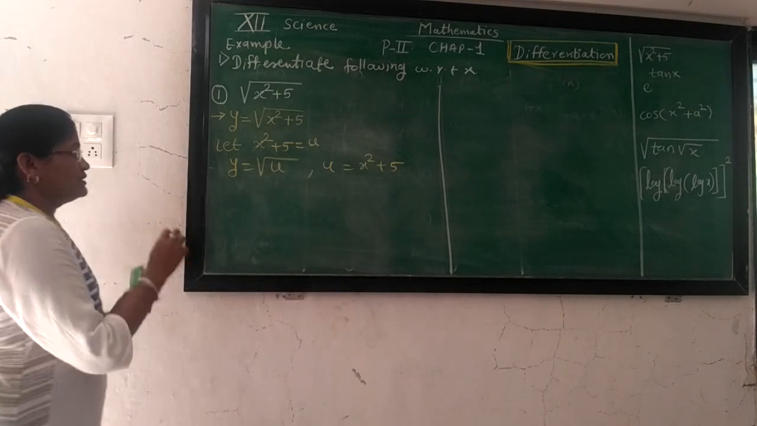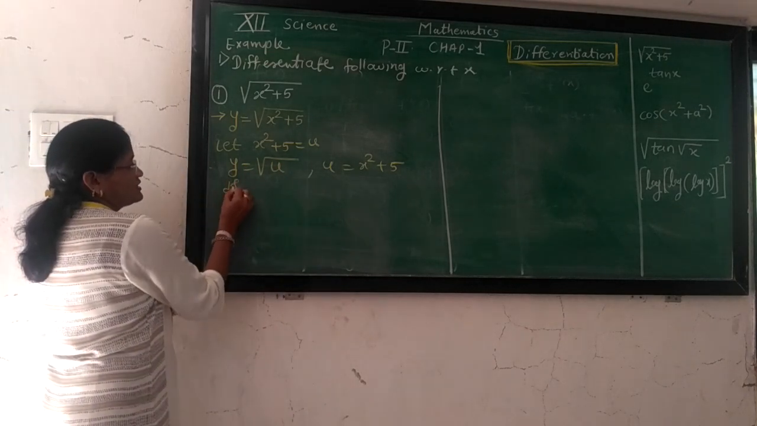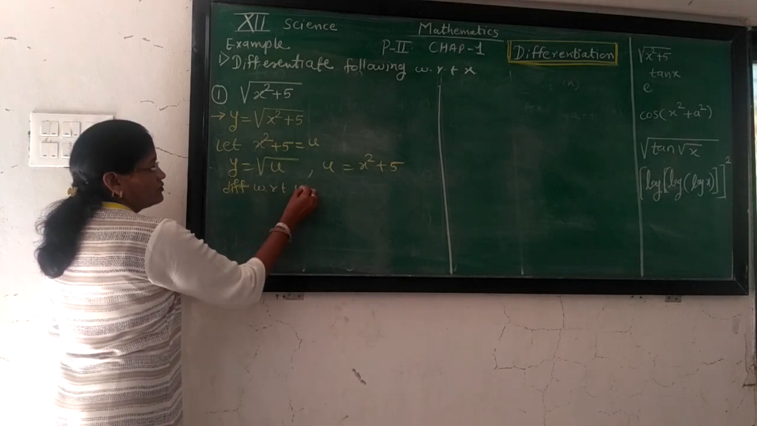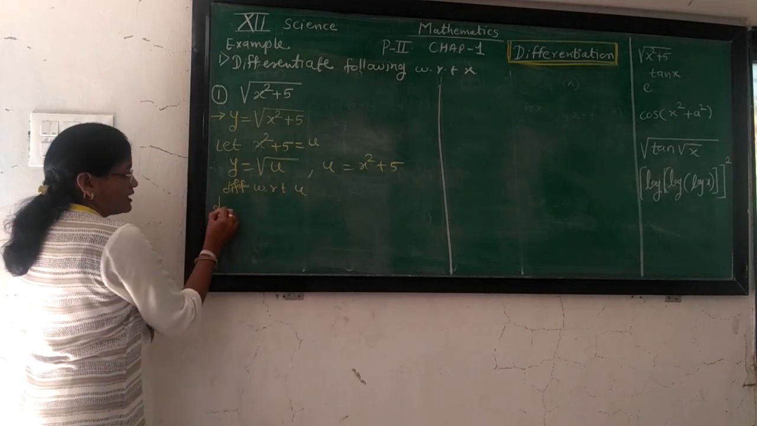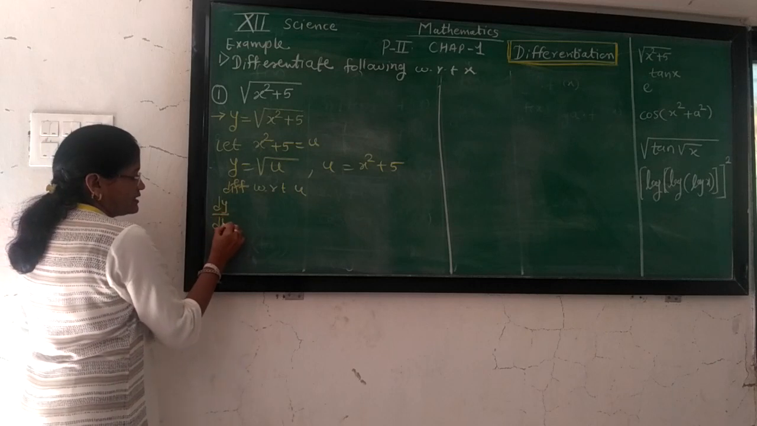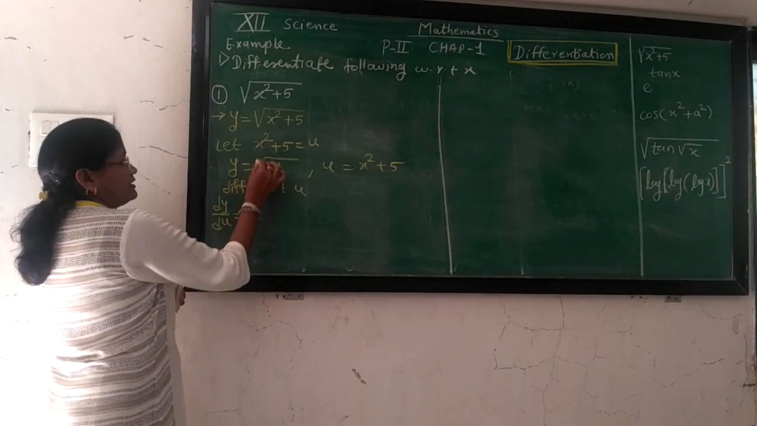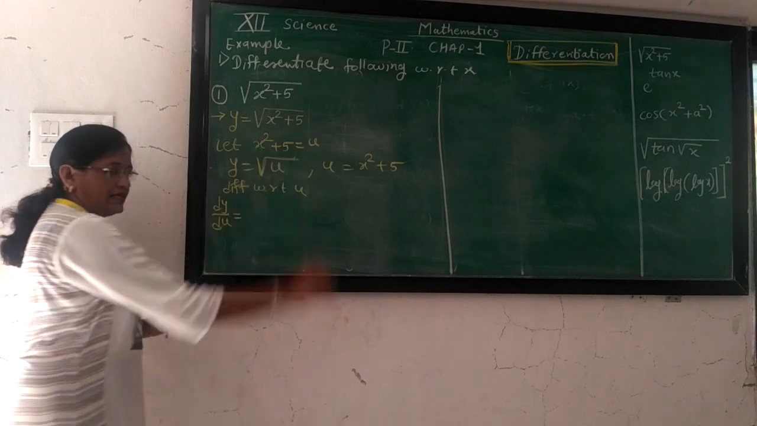So first we differentiate y on both sides with respect to u. The derivative of y with respect to u is dy by du. Now here the function is under the root sign.